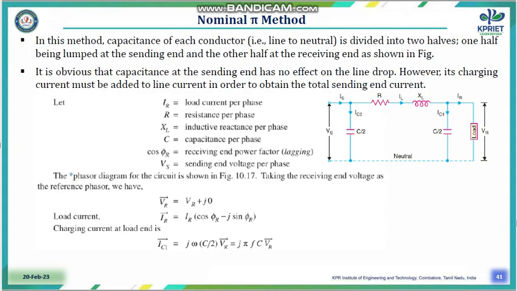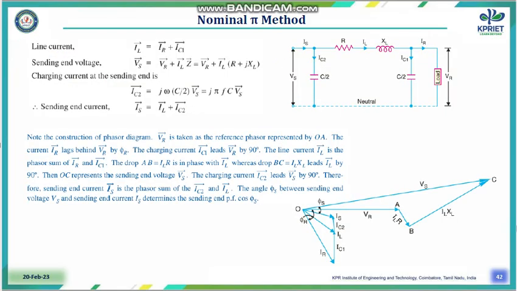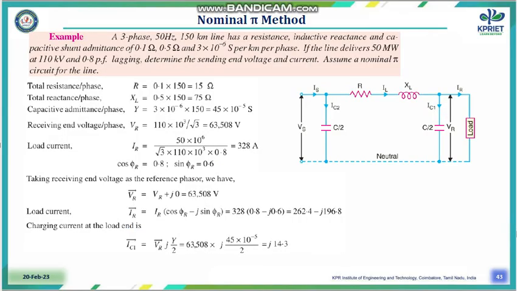Next, the nominal pi method. Here the capacitance has been divided into 2, and the resistance and reactance are considered as in a line, but that is unclubbed, or a bulk of resistance and reactance has been considered in between the capacitances. Here also we are considering the voltage as a reference, and I lags with respect to a certain angle. Here there are two capacitive currents, IC1 and IC2. If you solve all these, we can find the line current, the sending end voltage, the capacitive current and the sending end current.